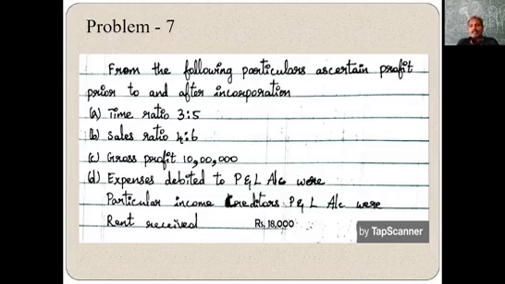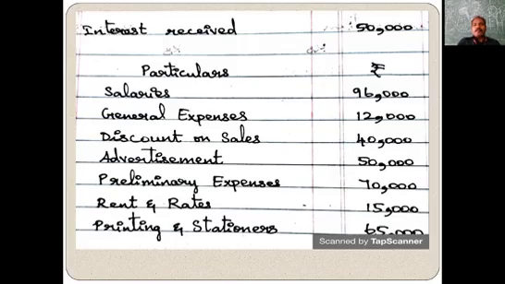From the following particulars, ascertain profit prior to and after incorporation. So they are given directly: time ratio, sales ratio, gross profit 10 lakhs, expenses debited to profit and loss account, and income credited to profit and loss account. Rent received 18,000, interest received 90,000, then expenses: salaries 96,000, general expenses 12,000, discount on sales 40,000, advertisement 50,000, preliminary expenses 70,000, rental rates 65,000, printing and stationery 65,000.